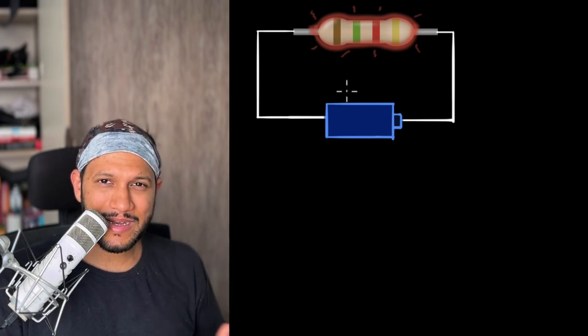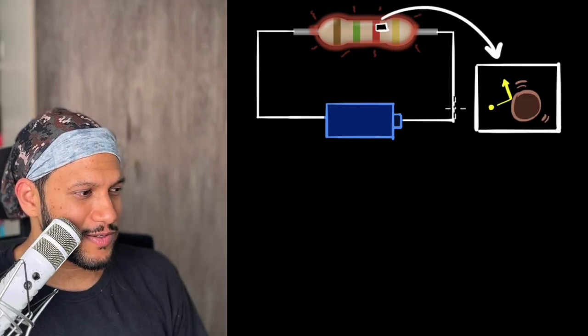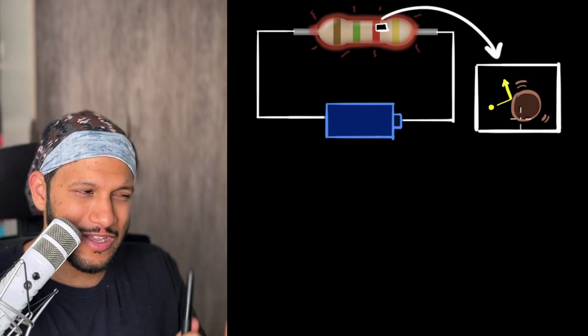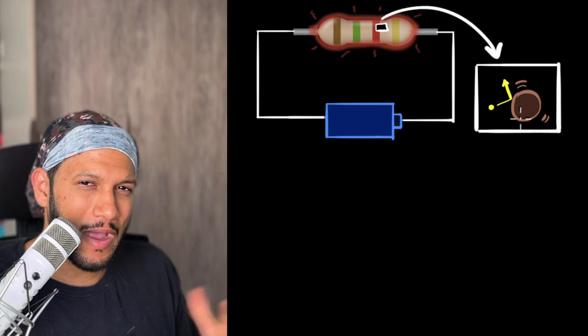Why does the power dissipate in the resistor in the first place? Where does that come from? So what's really happening is that the electrons are colliding with the atoms, making the atoms jiggle. And every time the atoms jiggle, that's when you have heat generated.